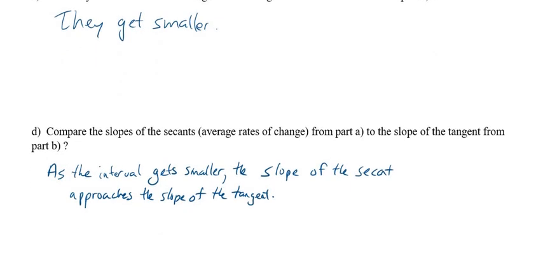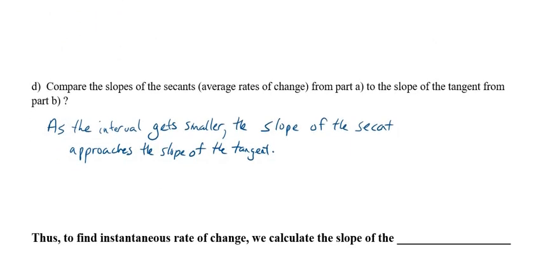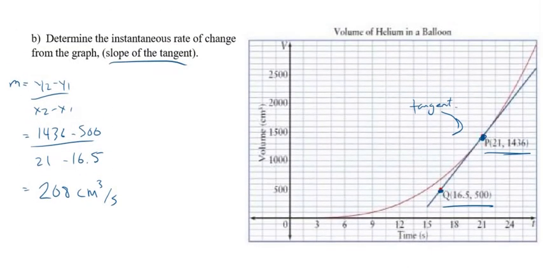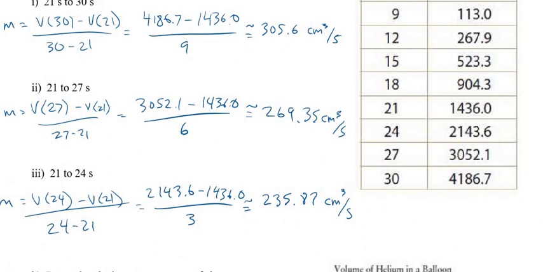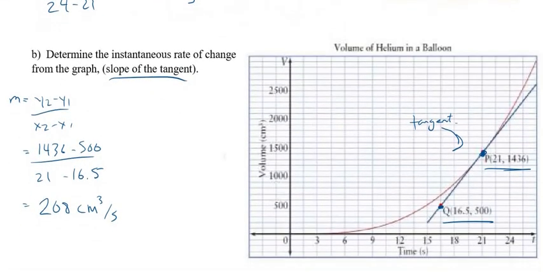So comparing the slopes of the tangents from part A to the slope of the tangent from part B, as the interval gets smaller, the slope of the secant approaches the slope of the tangent. So really, all we're doing, you should take a look again, 305.6, 269.35, 235.87. Essentially, we're just making our interval smaller and smaller and smaller until we get to 0, which is the slope of our tangent.